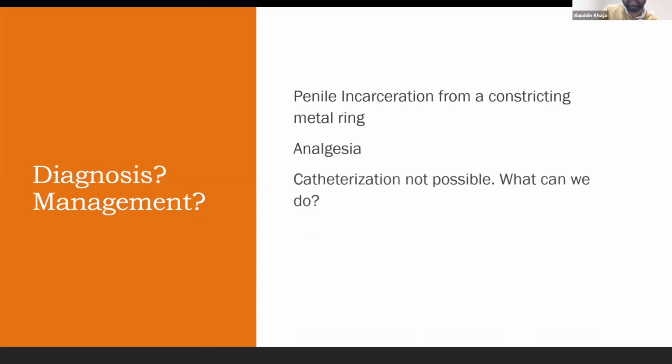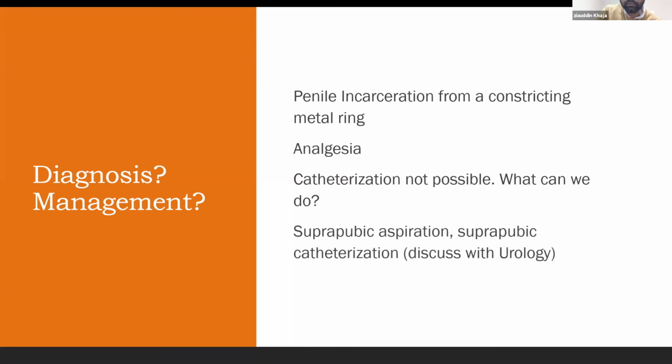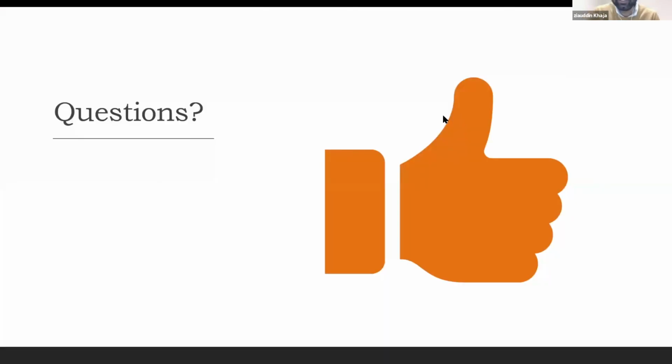So let's say you've tried to catheterize and it's not possible. One of our colleagues said suprapubic aspiration. Yes, you can do suprapubic aspiration or suprapubic catheterization in this patient. You might want to discuss it with urology before doing it. Then removal of the ring in theater by a surgeon. Usually urologists would be able to do this. Any questions that you have?